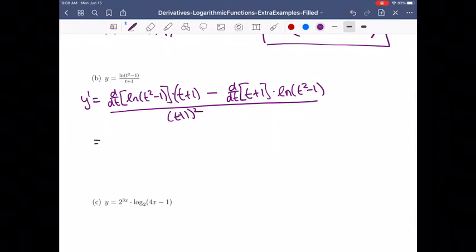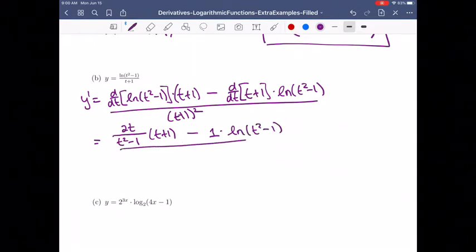Okay, now the derivative of ln of t squared minus 1, so we need the ln, so it's going to be 1 over the inside. Okay, and on the top you could put the derivative of the inside. So 2t over t squared minus 1 times t plus 1 minus the derivative of t plus 1, which is just 1. And this is all over t plus 1 all squared.